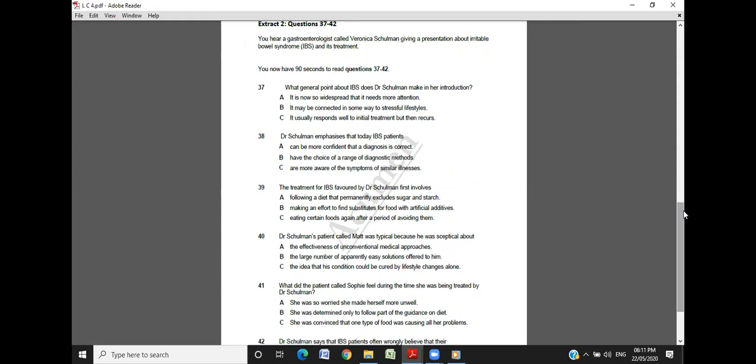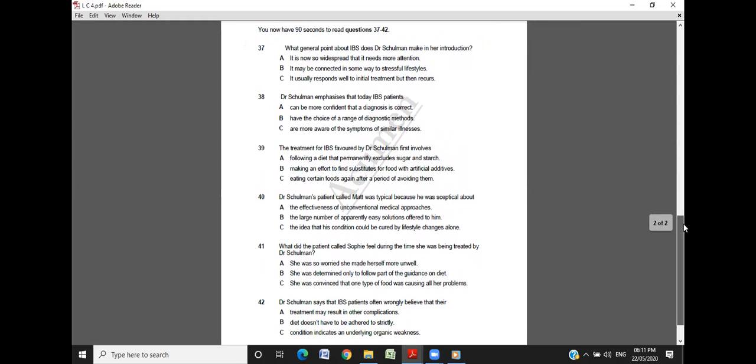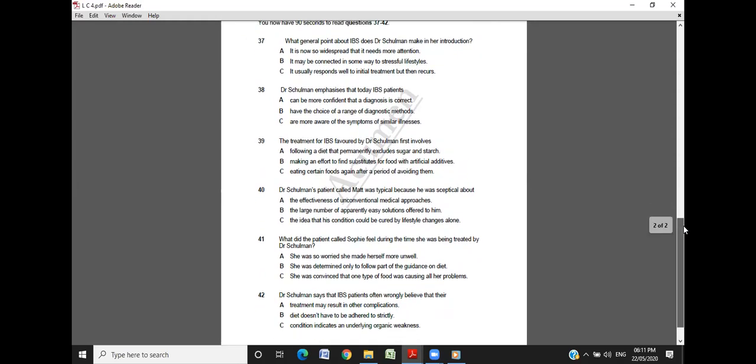It is a gastroenterologist, Dr. Veronica. Again, this is a presentation about irritable bowel syndrome and its treatment. So this is for a specific disease condition, irritable bowel syndrome, and the speaker is going to describe the treatment for it. So let us very quickly underline the keywords. Then we will do all 6 questions at a stretch, and then I would ask all of you to explain your answer choices.